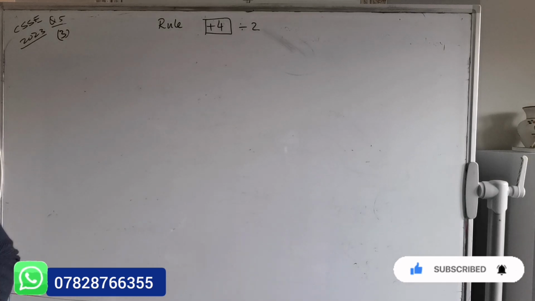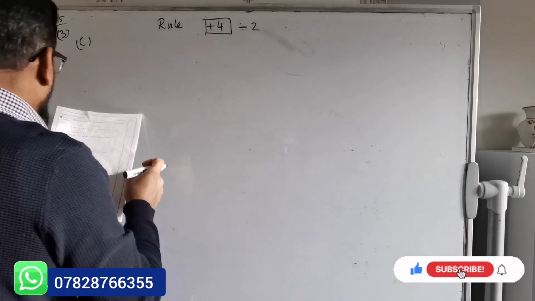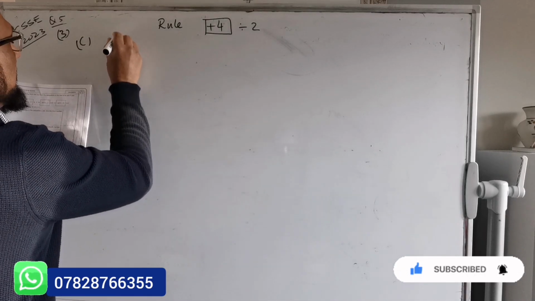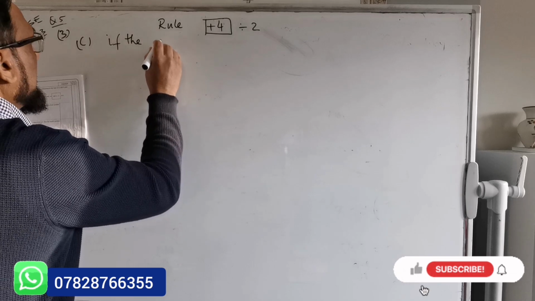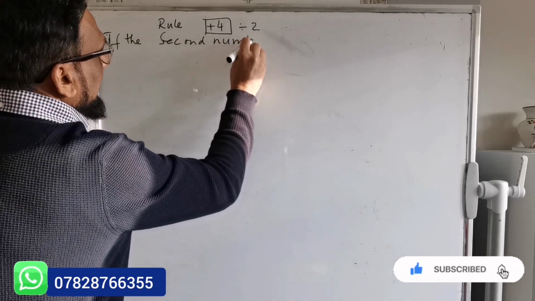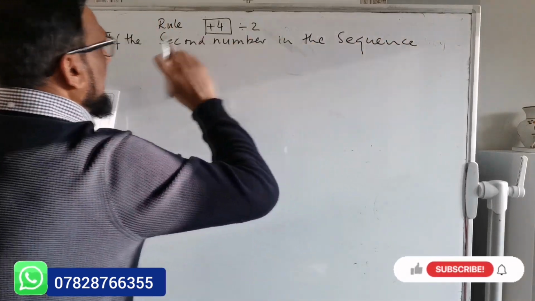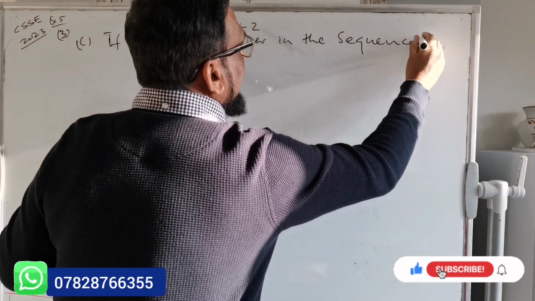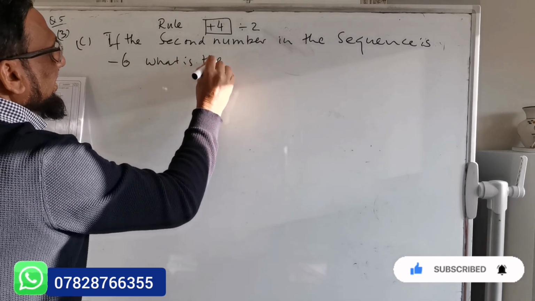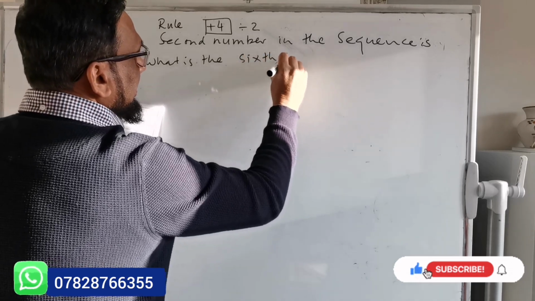Okay, so part C says: if the second number in the sequence is minus 6, what is the sixth number?